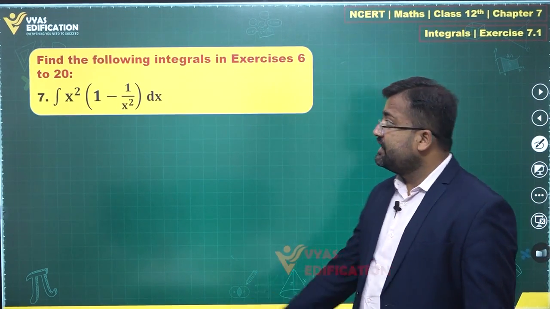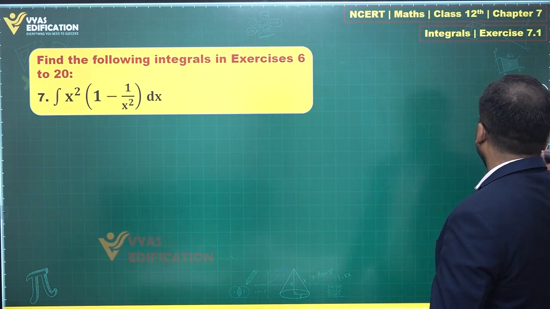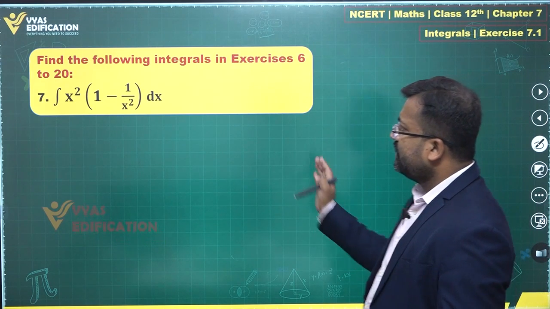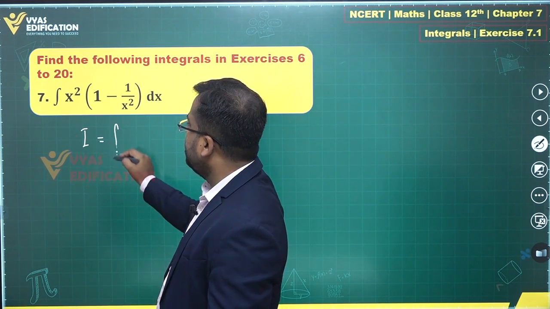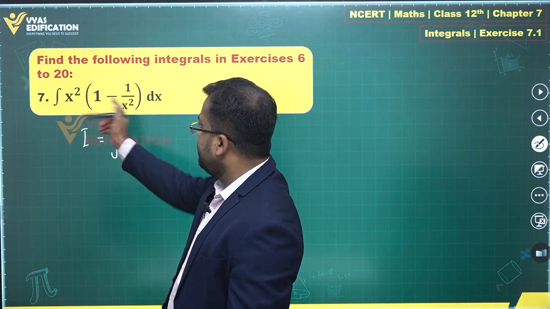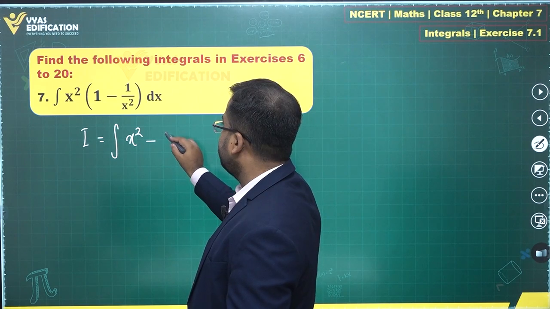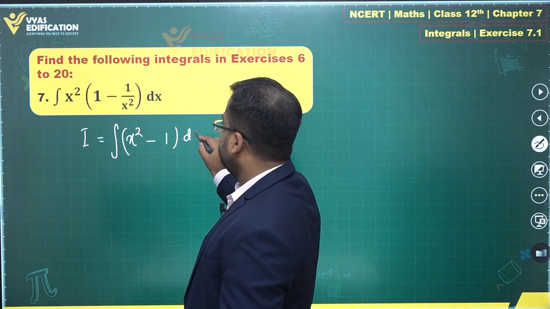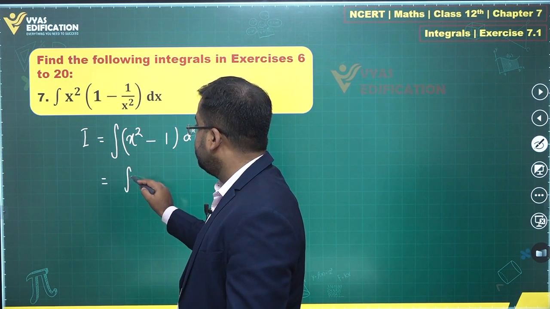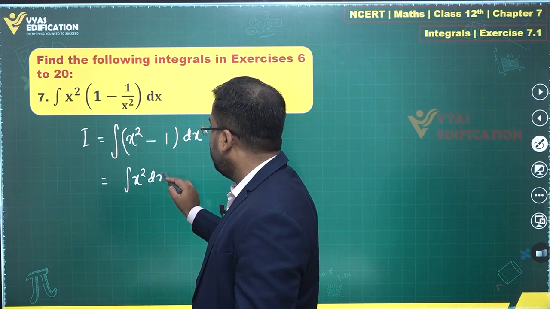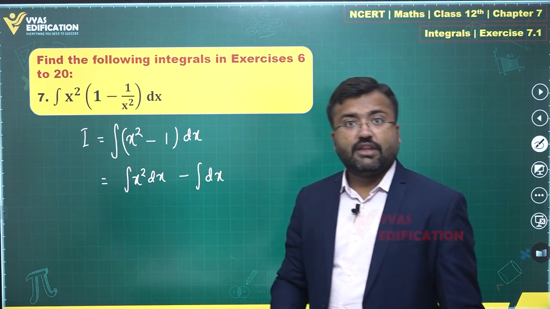The 7th question says, okay, you have integral of x square times 1 minus 1 upon x square dx. How do you deal with this? Okay, they are a product of two functions, but then I can handle this by multiplying this x square inside, and x square times 1 upon x square will be 1. This is what I get, right? Now I can separate the two integrals, yes. This is integral of x square dx minus integral of 1 dx, okay.